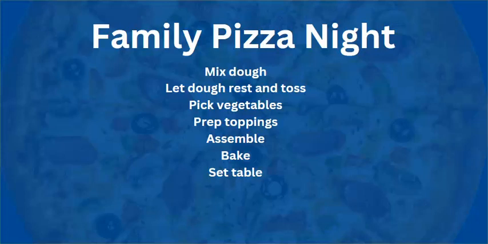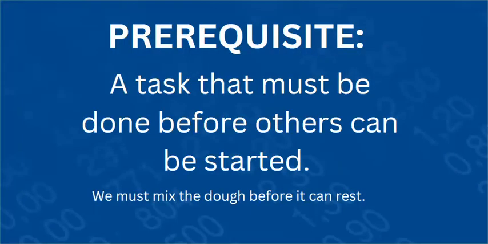As you look at this list, you might notice there are some things that need to be done before the others. These are called prerequisites. The definition of a prerequisite is that it is a task that must be done before the others can be started. So, for example, we need to mix the dough before we can rest and toss it.